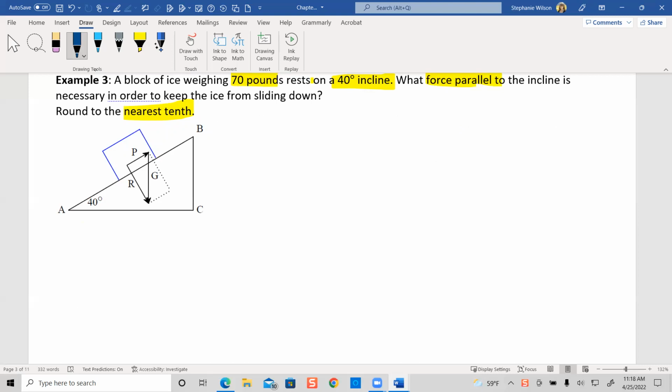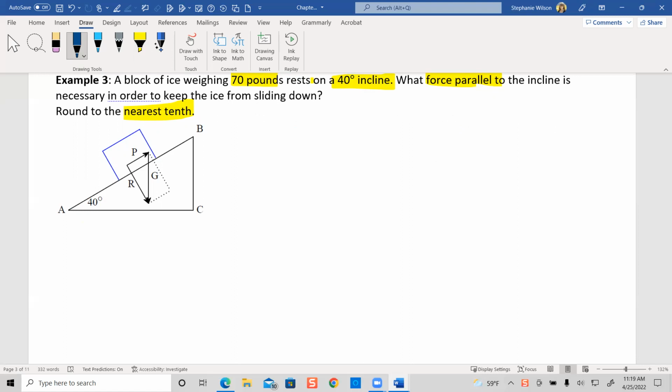There are two right triangles in this picture: the original large triangle and the triangle formed by the vectors P, G, and R. Because G is perpendicular to AC and R is perpendicular to the incline AB, the measure of the angle formed by the vectors G and R is the same as the measure of angle A, which is 40 degrees. The magnitude of G is 70. This is the hypotenuse of the small triangle, and the smallest angle in this triangle measures 40 degrees.